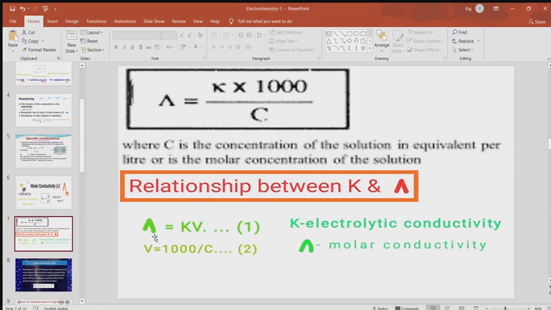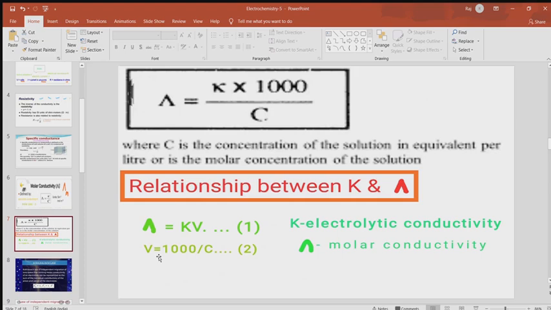Then therefore, the concentration of solution contains C moles of the electrolyte present in 1000 centimeter cube of the solution. Then 1 mole of electrolyte is present in 1000 centimeter cube of the solution. Then V is equal to 1 upon concentration, that is 1000 upon C. C means concentration; the unit is centimeter cube per mole. This is the value of V, the volume of solution.